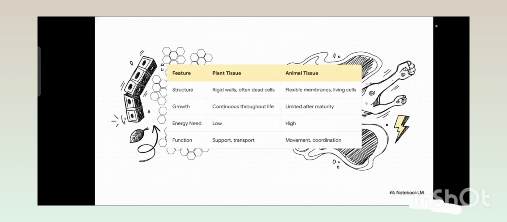And you can see that difference so clearly when you look at their tissues. Plant tissues are all about support, so they have these really rigid walls. And get this, a huge portion of that supportive tissue is actually made of dead cells. It's a super efficient design. Animals, though, they need to be flexible to move, so their tissues are made of living cells with these pliable membranes. Of course, that takes a lot more energy to maintain, but it's a must-have for an active life.